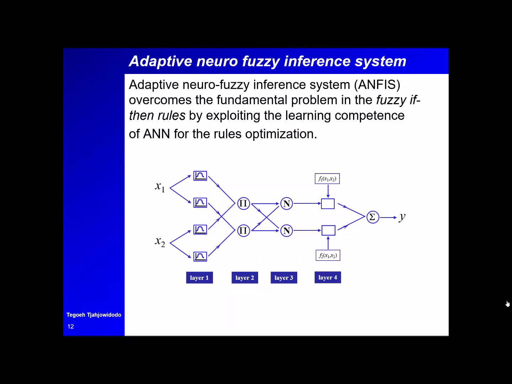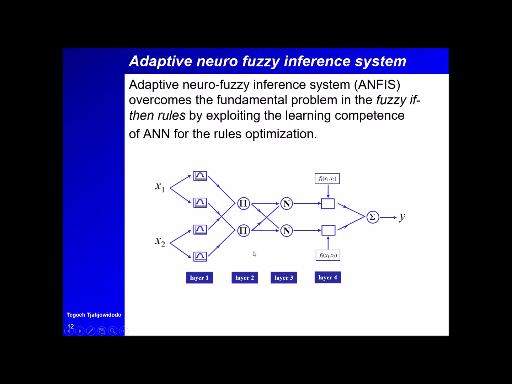For ANFIS, we have a fixed number of layers. We have 4 layers always. The first layer represents the membership function. Okay, I didn't count the very first layer. Normally we count the input as the first layer. The input is just an input, so here I don't count it as a layer. Here the first layer is just the membership function of each of the inputs.